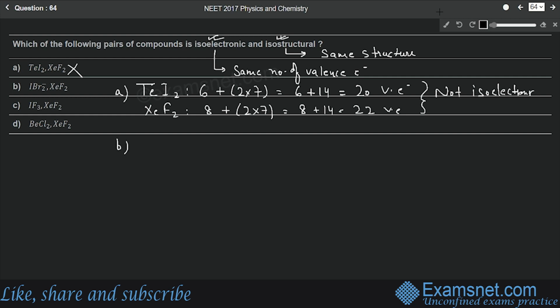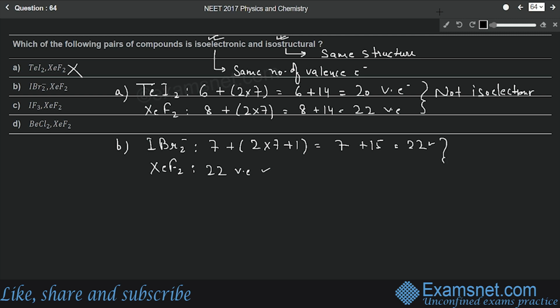Now we'll come to the second one. Here we have IBr2 minus and XeF2. XeF2, in the previous one also we saw it has 22 valence electrons. And in IBr2 minus, we know that iodine has 7. Each bromine will have 7. So for 2 bromine we have 2 into 7. Now plus 1, because it has 1 minus charge also. So total will be 7 plus 15, that is 22. So here we can see that both the species have 22 valence electrons. So yes, these are isoelectronic.